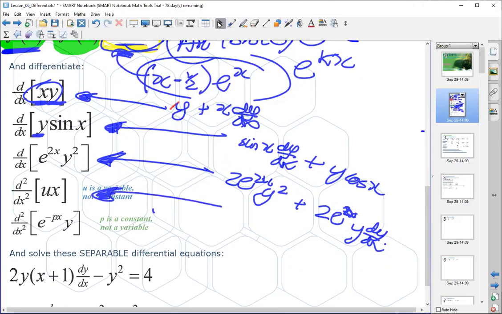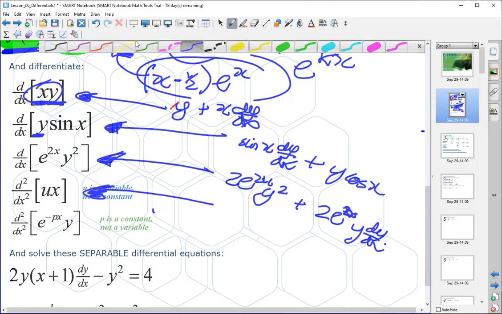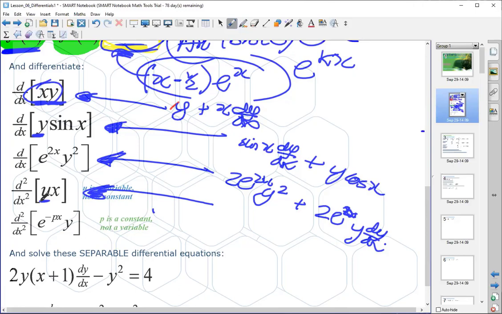Next one. It says here u is a variable, not a constant. So when you differentiate u, you get du by dx because it's not a constant, it's a variable. Differentiate the first one, which would be du by dx, multiply it by the second one. So du by dx times x, and then differentiate the second one, so it'd be 1 times u. So u.